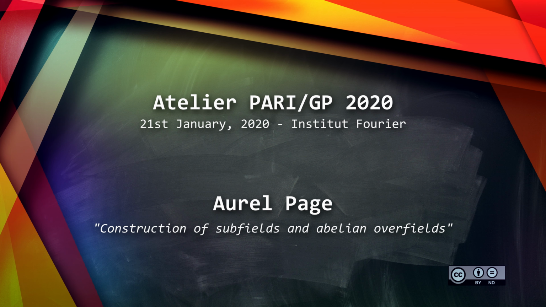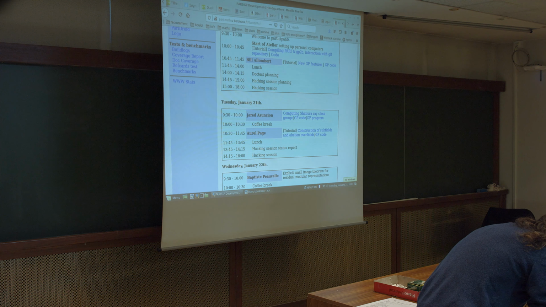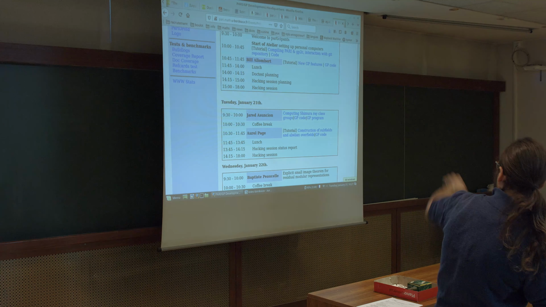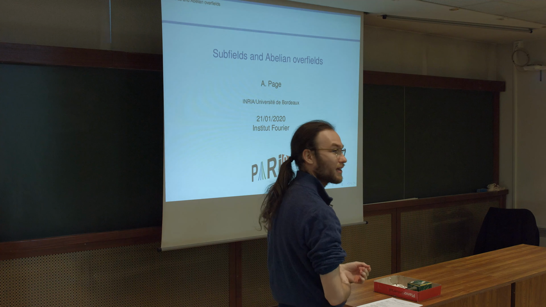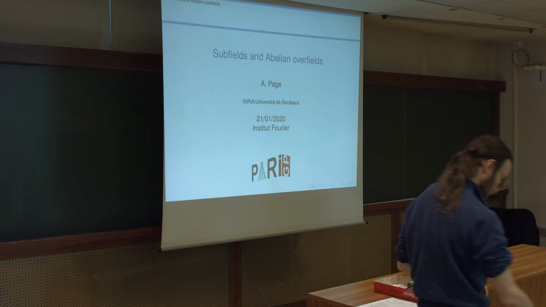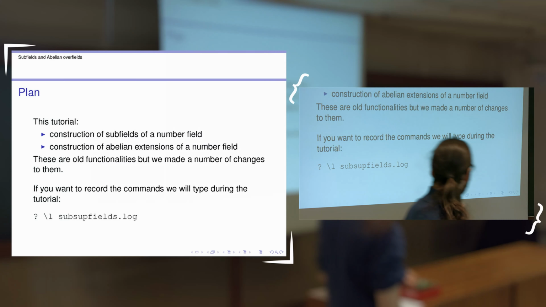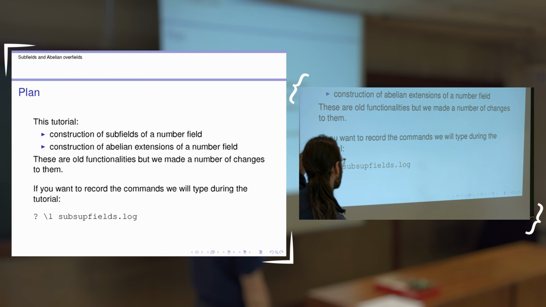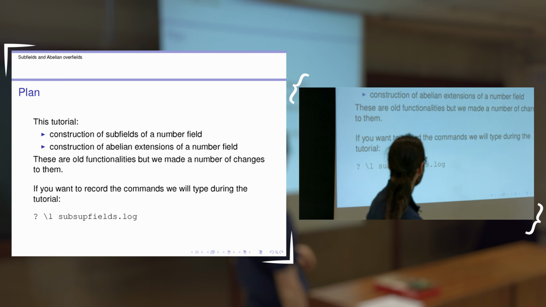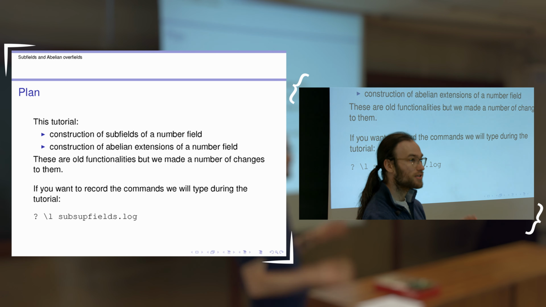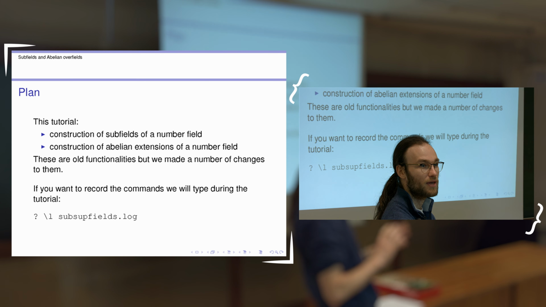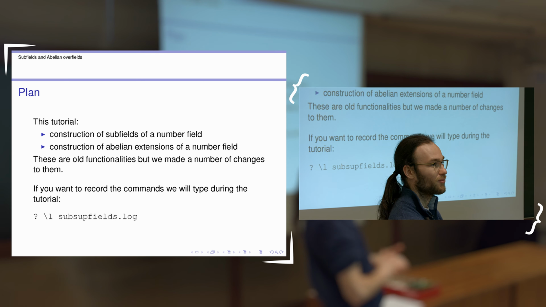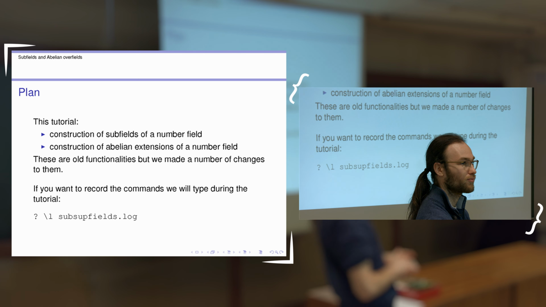Good morning, everyone. So you have the GP scripts available on the web page here. If you don't want to have to type all the commands, you can download that and just copy paste them. So this tutorial will be about functionalities for constructing subfields of a number field and constructing abelian extensions. These are functionalities that have been around for a long time, but we made a number of changes to them. So we're going to see what's new, but also what was there before.